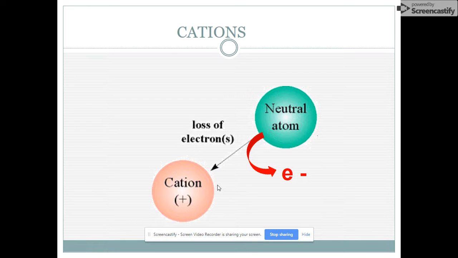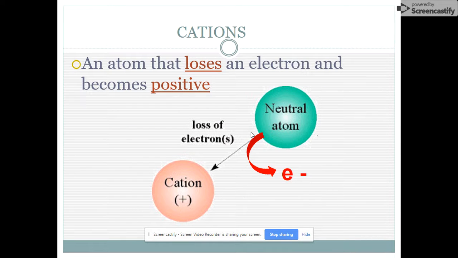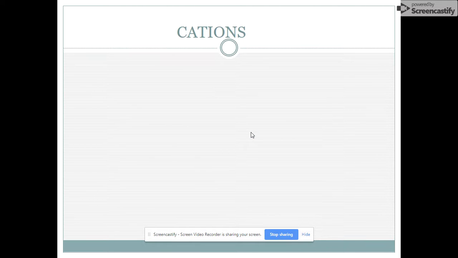Whenever cations form, our neutral atom that we start with loses an electron. It could lose 1, it could lose 2, or so forth. And since it has more positive protons than it does negative electrons, that means it has an overall positive charge. Again, anytime an atom loses an electron, it becomes positive.